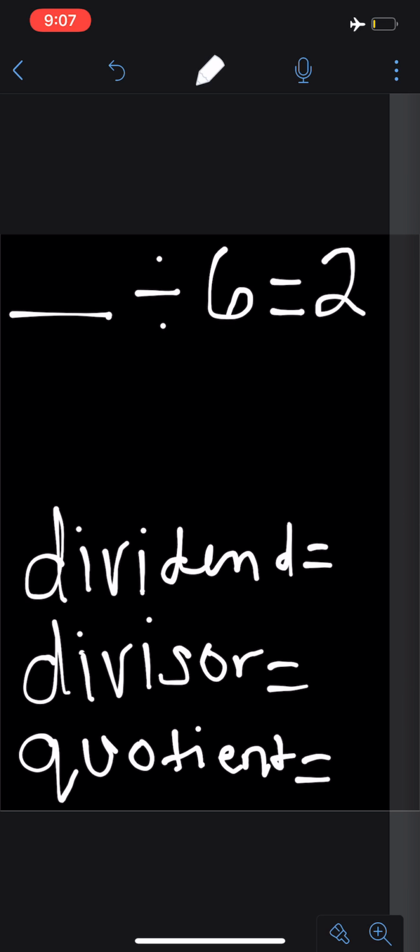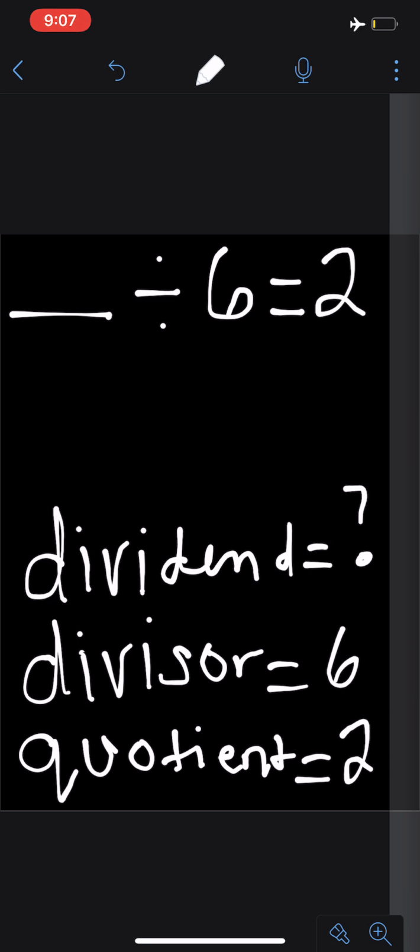It's a little bit different when you have a problem like this, when your dividend is missing, but you have a divisor and a quotient. So this time my dividend is missing. My divisor is 6. My quotient is 2. The easiest way to remember what to do when your dividend is missing is to remember a dividend is your biggest number in a division equation. So that means I cannot have a number that is less than 6 or less than 2. So I have to be coming up with a larger number.